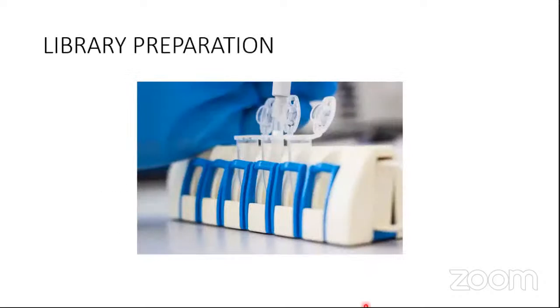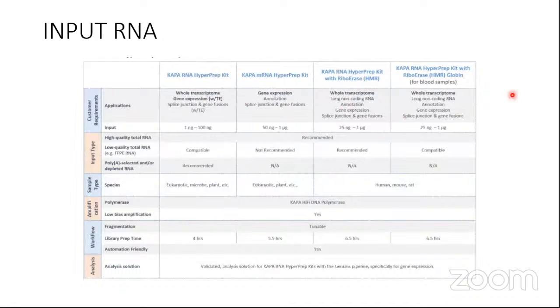So now we come to the library preparation. What do we need for the library preparation, and how much input RNA is required? Here I am presenting one table which gives you a glimpse of the different library preparation kits that are available, and for each kit, what input amount of RNA can be used. It also shows the workflow, how much time it requires to prepare the library, and which kind of analysis you can perform using these kits with this amount of input RNA.